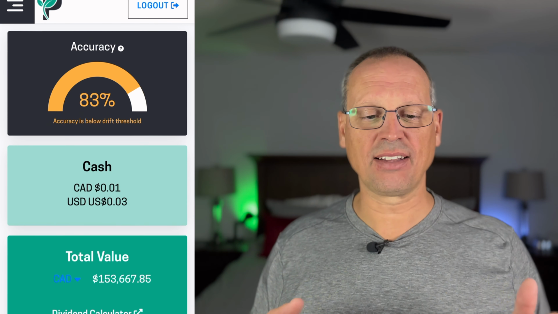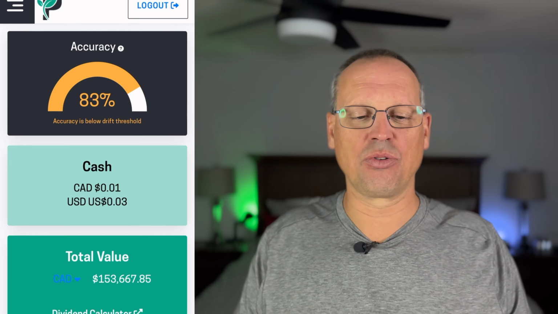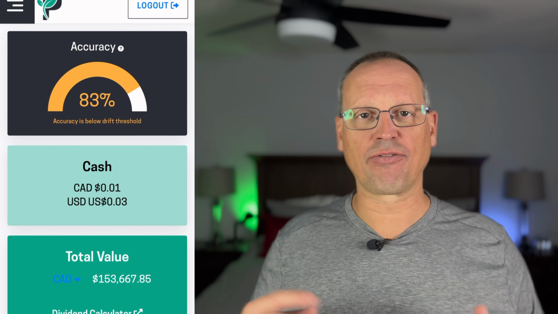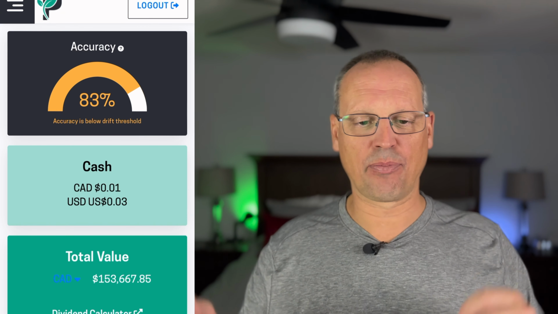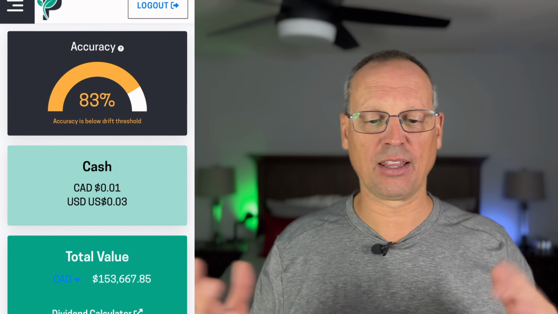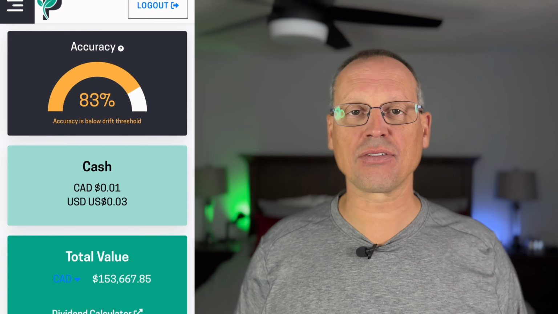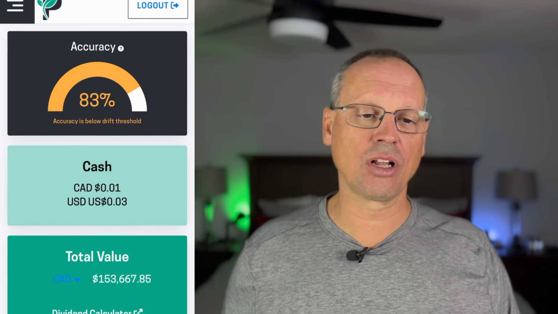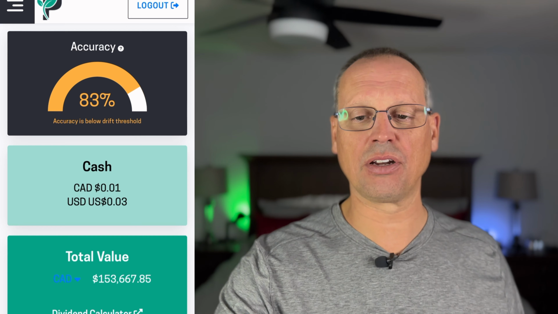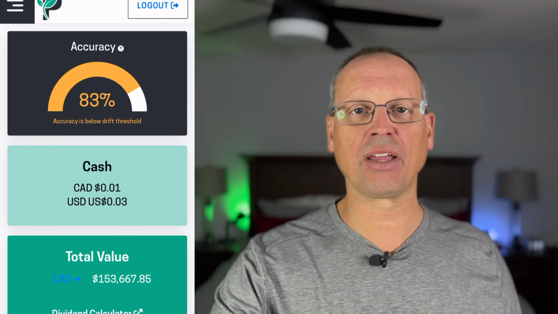So we have 1 cent in there in Canadian funds and 3 cents in US. That's just left over from some of the fractional buys where the price changes when it's making the purchase, so really nothing to invest. The total account's sitting at $153,667. Let's jump over to the activity tracker and see what's going on in there, because there is one change that got made in this account.